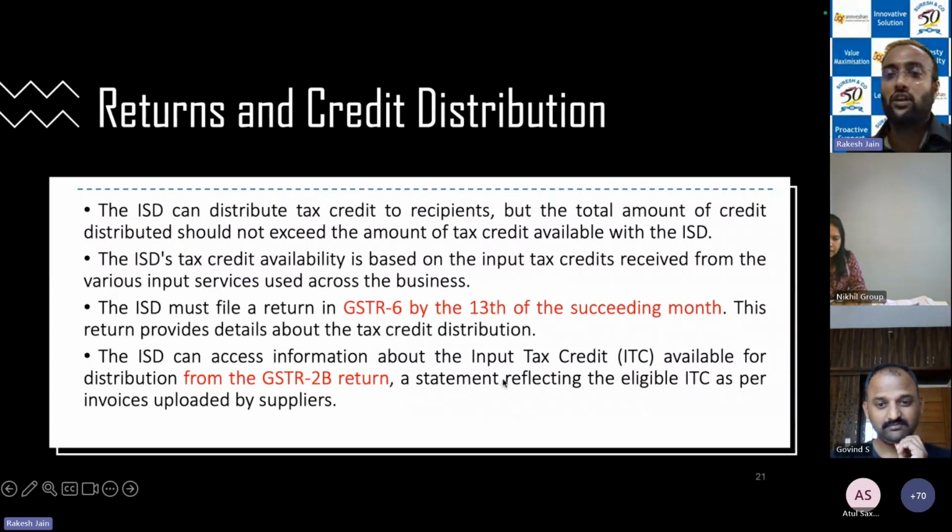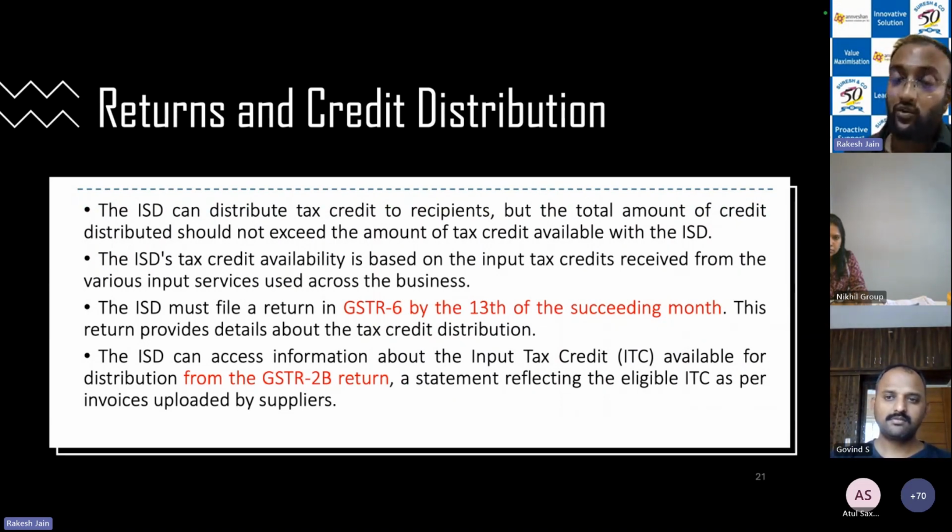Then the ISD can access information about the ITC available in the GSTR 2B return, a statement reflecting the eligible ITC as per the invoices uploaded. Now, when I say a statement reflecting eligible ITC, the next question will be, Rakesh, does it require only for us to distribute eligible ITC? What about ineligible ITC? Those also need to be distributed separately. For example, if there are 10 invoices, out of which 8 are eligible and 2 are ineligible, how do we distribute? Is it at invoice level? No, you need to distribute simply based on eligible and ineligible. Whatever the eligible credit total of 8 invoices, distribute to all the branches, and the ineligible credit of 2 invoices, distribute to all the branches. So it's only eligible and ineligible which gets distributed, not individual invoices.